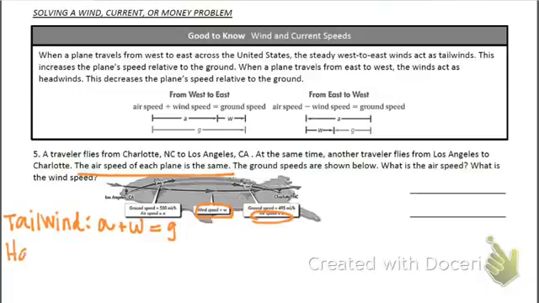So what do you think the equation for the headwind is going to be, guys? Yeah, so for the headwind, we're going to subtract. So it's going to be your airspeed minus your wind speed equals G.